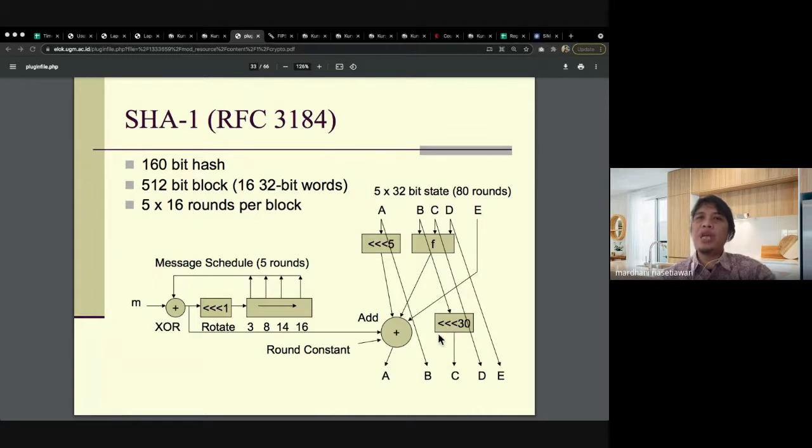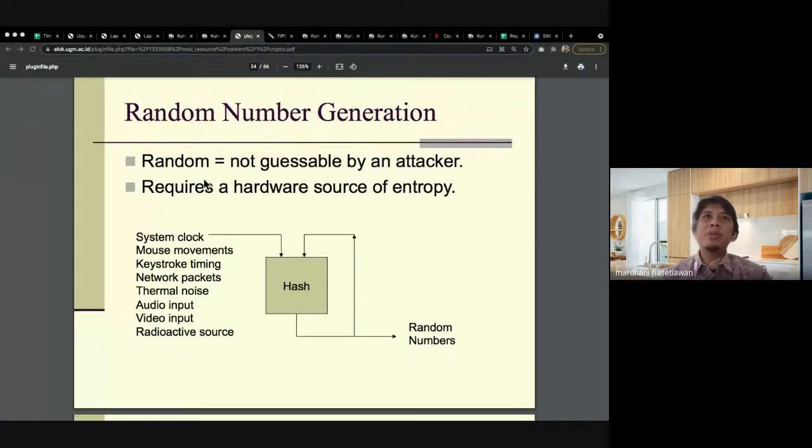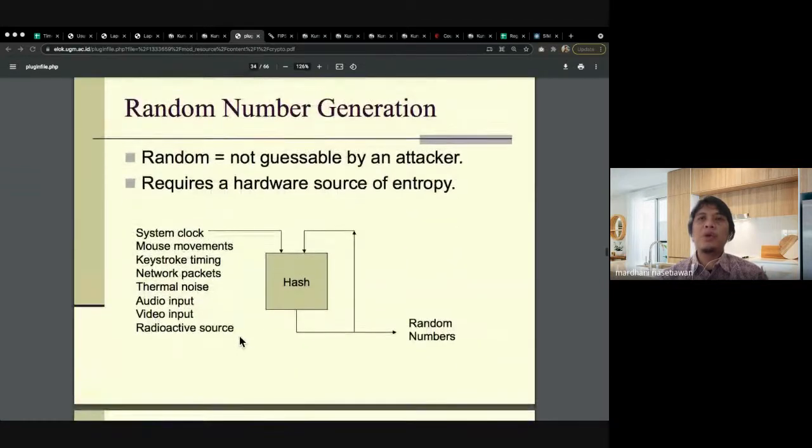We will have a message schedule through some permutation, so this will be different. And then we will also have random number generation. Random means not guessable by an attacker. Of course, it requires a hardware source of entropy. So the hash here will have a function to generate the random number. It is like using a combination of the system clock, mouse movement, keystroke timing, network packets, thermal noise, audio, video input, and also radioactive sources. So the hash also has some functionality there.